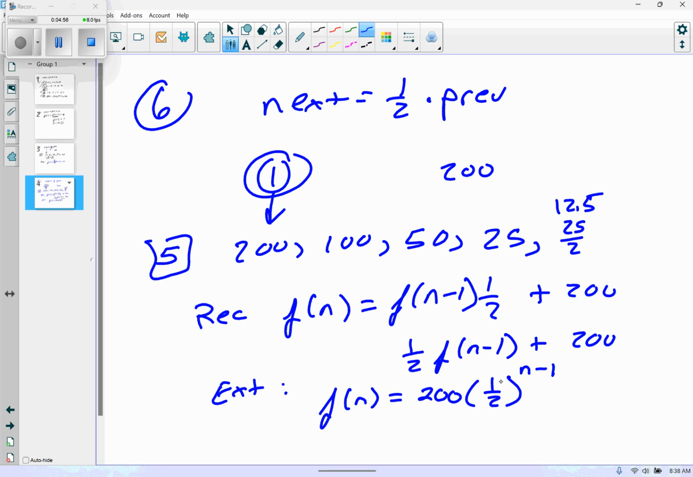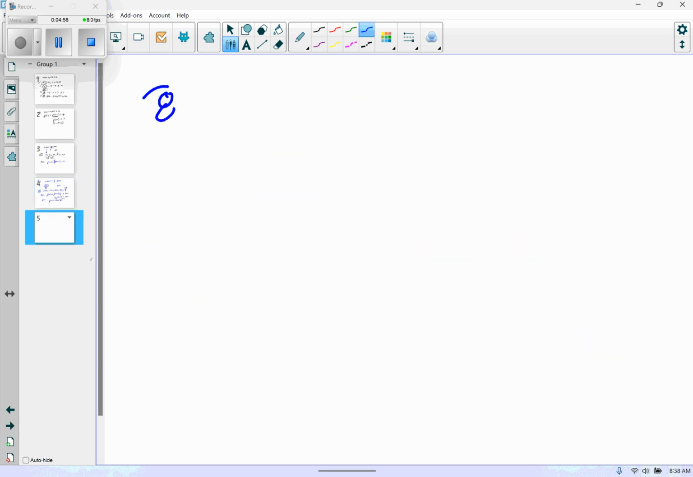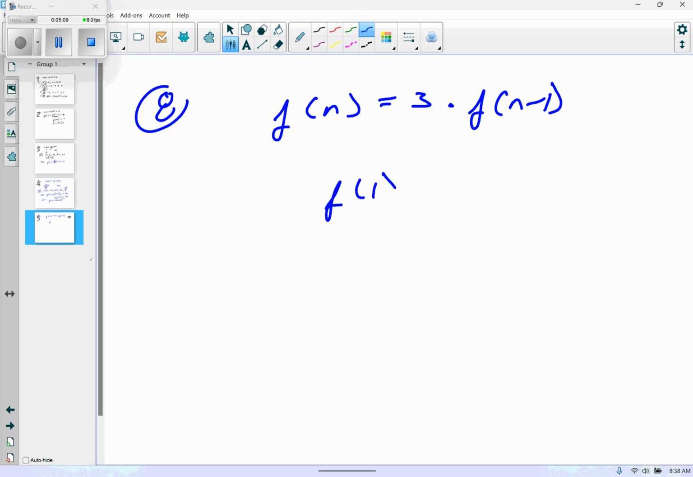Number 8, we have f of n is equal to 3 times f of n minus 1. And then they tell us that the first term is actually 5. Okay, so our first term is 5. Our second term, we're multiplying by 3. Third term, we multiply that by 3. Fourth term, we multiply that by 3.